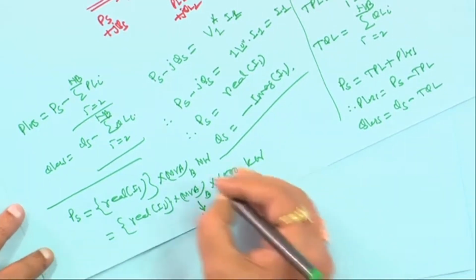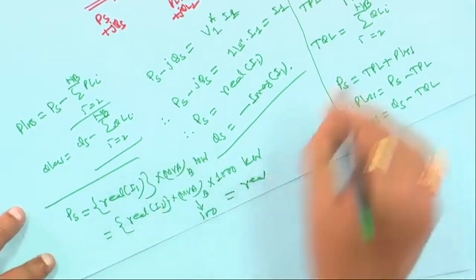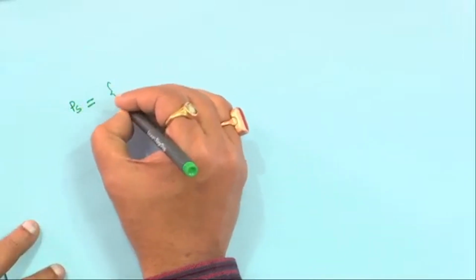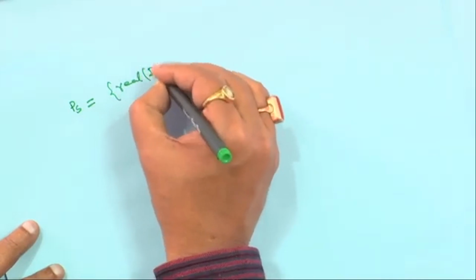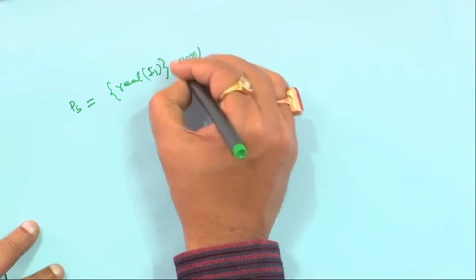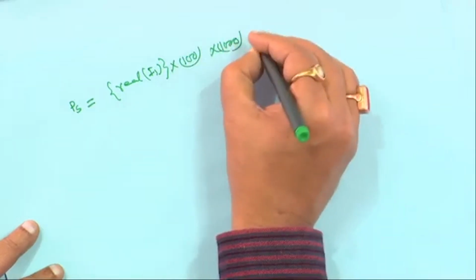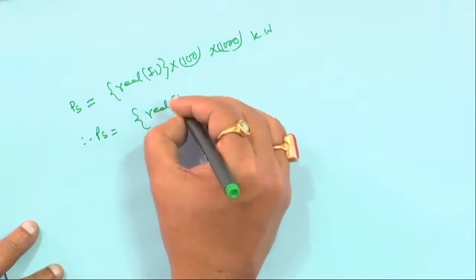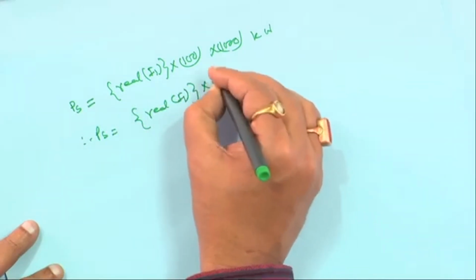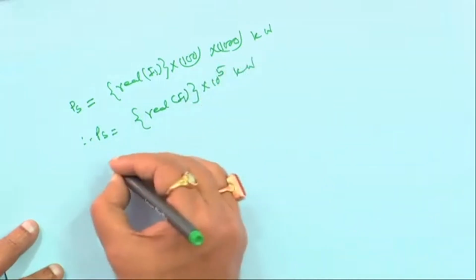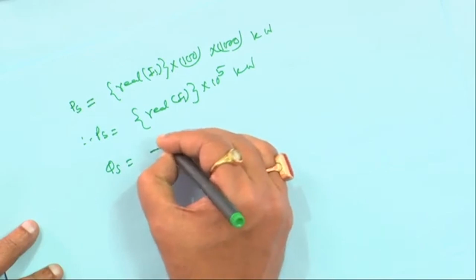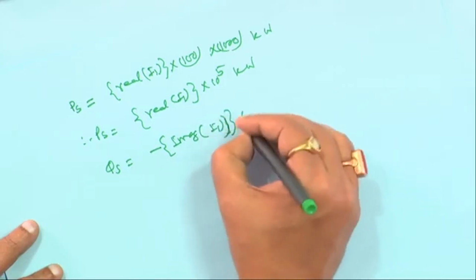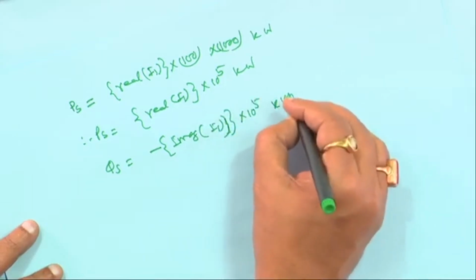That means this whole quantity PS is equal to real of I1 into 100 MVA base into 1000, this is kilowatt. That means PS is equal to real of I1 into 10 to the power 5 kilowatt. Similarly, QS also will be minus imaginary of I1, right, into 10 to the power 5 kilovar.